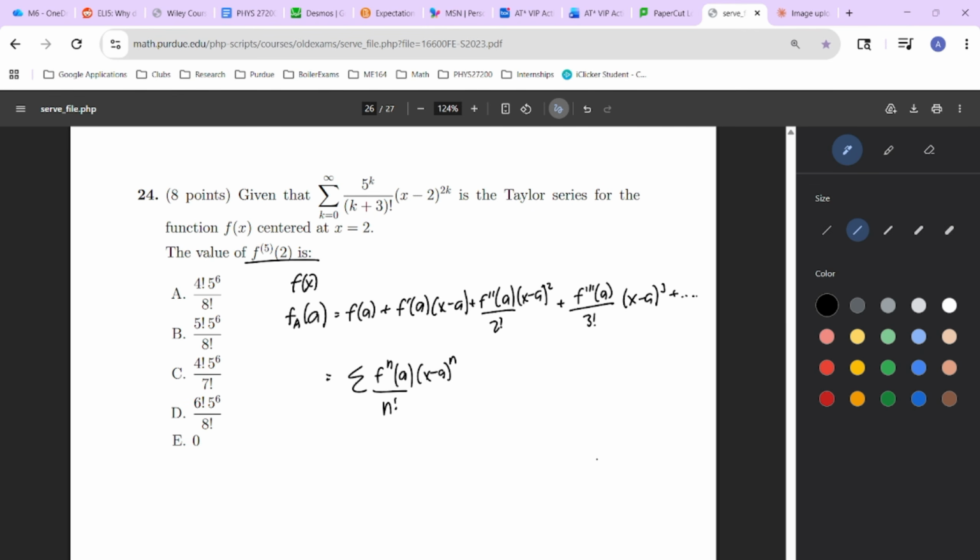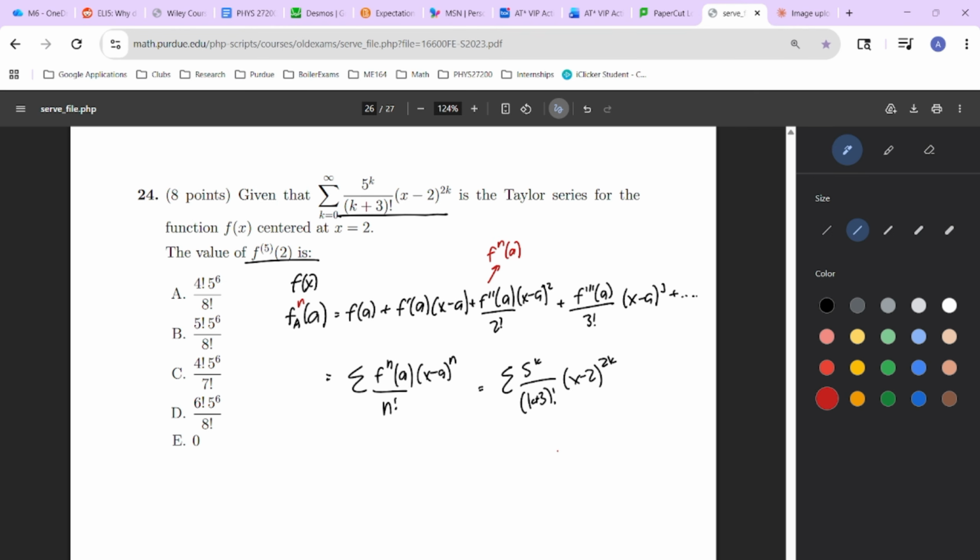With that being said, then we can compare it to this function directly because it is in fact a Taylor series as well. So this would be the series of 5 to the k over k plus 3 factorial multiplied by x minus 2 to the 2k. Now the idea with these Taylor series is if you take the nth derivative of the Taylor series, all of the preceding terms should go away, and what you're left with is just f of the nth derivative of a. That's all you're left with.